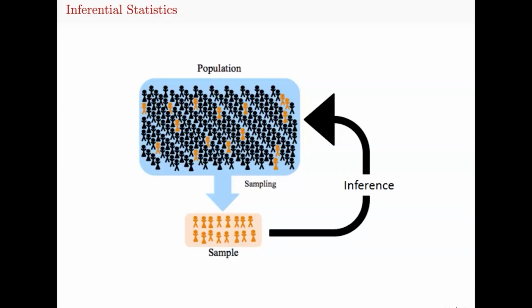Here is a graphic representation of inferential statistics. Population refers to all the people we're interested in studying and making conclusions about. Through sampling, we select a subset of the population to form our sample data. And inferential statistics is about making inferences about the population based on the sample data.